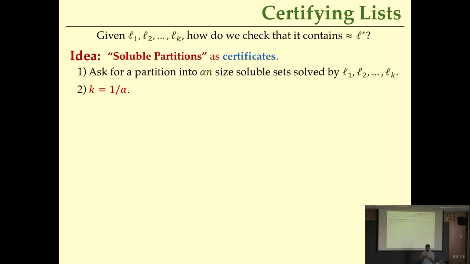So, let's modify our notion of a certificate to what I would like to call a soluble partition. What does that mean? I would like the prover to take the n samples and divide them into chunks of alpha n samples each, so alpha n equations in each bin, one over alpha bins. It's a complete partition. Each of these sets should be soluble, in the sense that each of the pieces of the partition should be satisfied by a single vector, let's say L1, L2, up to L sub k. And that's what I would take as a certificate.